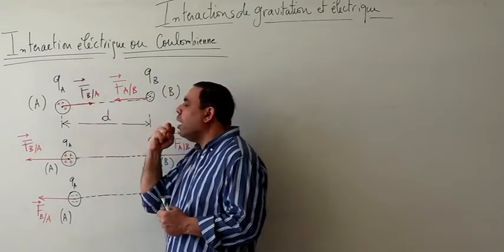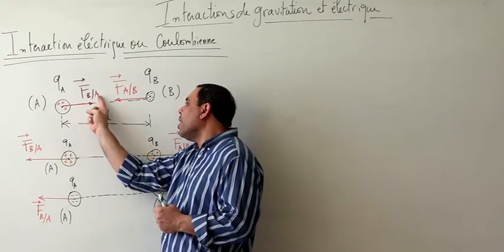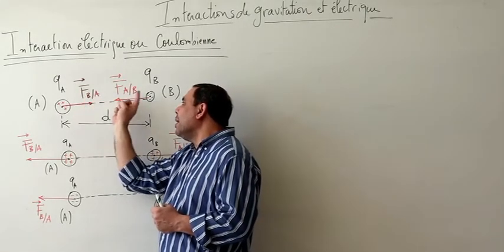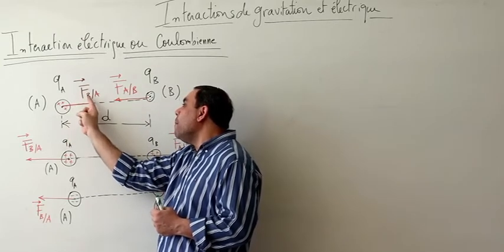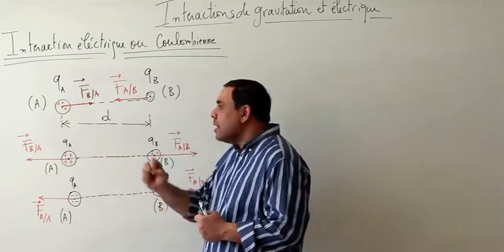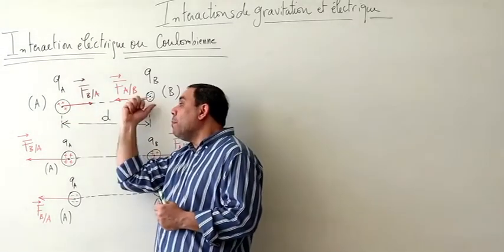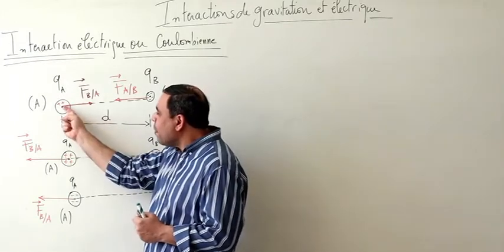B also attracts A by a force. This is the force exerted by B on A. This is the force created by B on A. So its point of application is A.